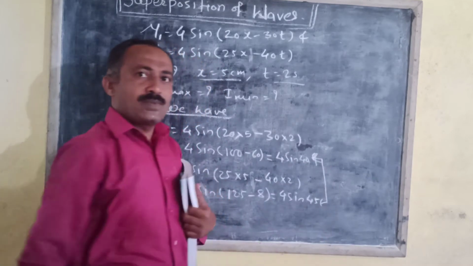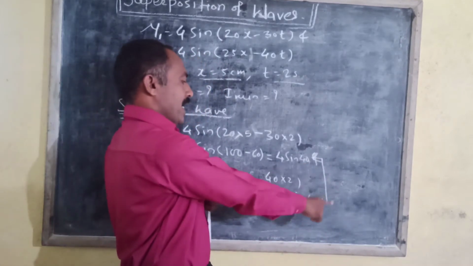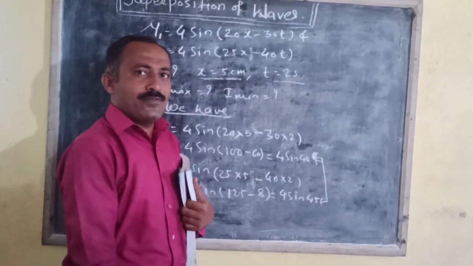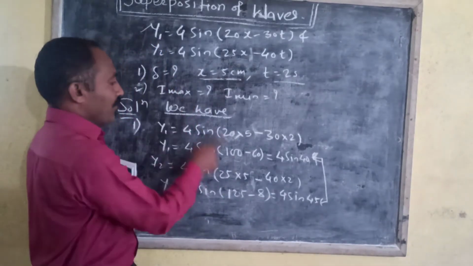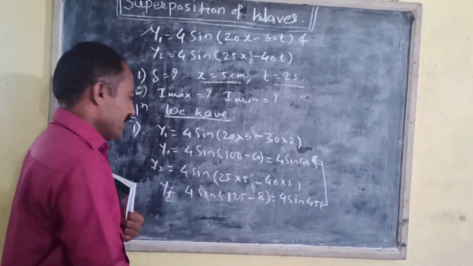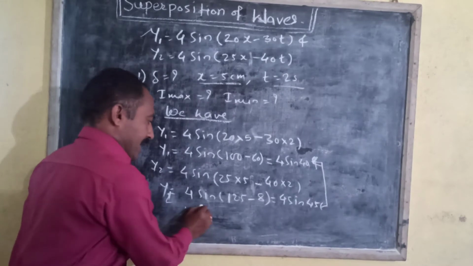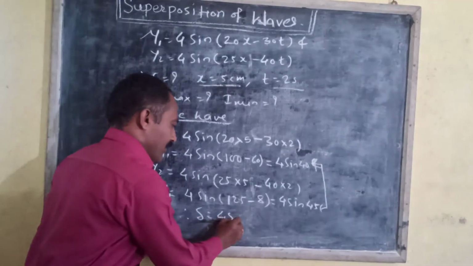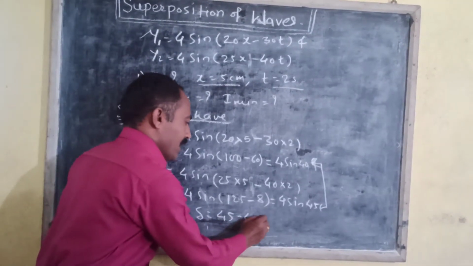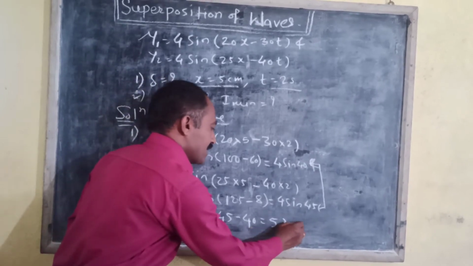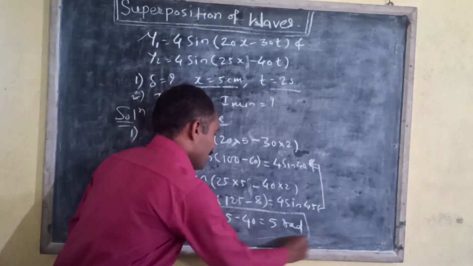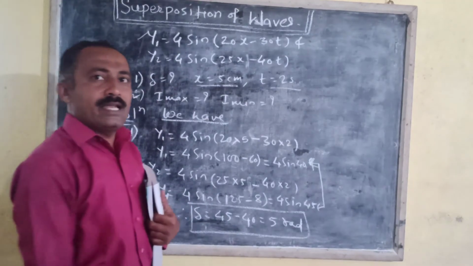Here the phase of the first wave is 40 radians and the phase of the second wave is 45 radians. We have to calculate the phase difference between these two waves. Therefore phase difference delta is equal to 45 minus 40, equal to 5 radians. This is the answer of the first part, delta.